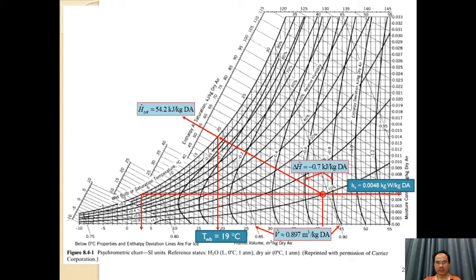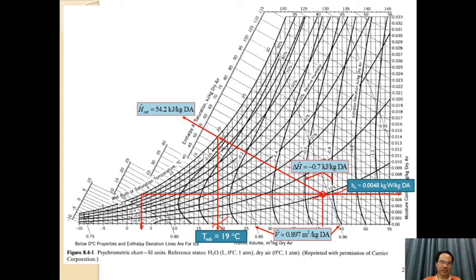This point is 41 degrees Celsius crossed with 10% relative humidity. The next step, you draw the vertical line to the saturation line. You get about 3 degrees Celsius. This is the dew point temperature. And also you drag the parallel line along the wet bulb temperature like this. And then drag the vertical line, you get about 19 degrees Celsius as the wet bulb temperature.